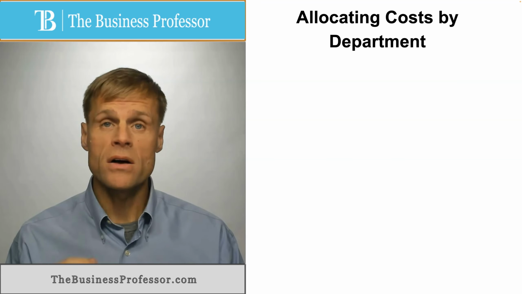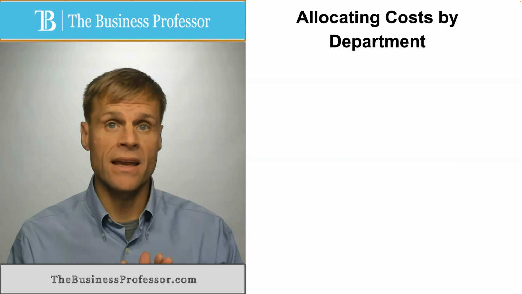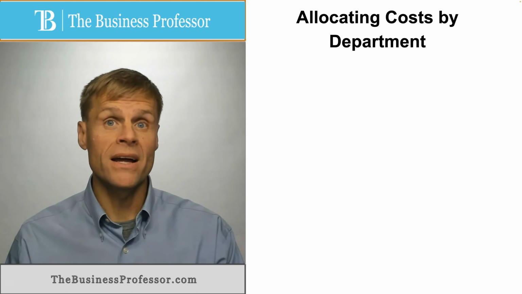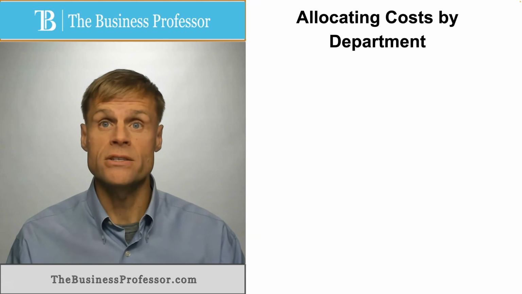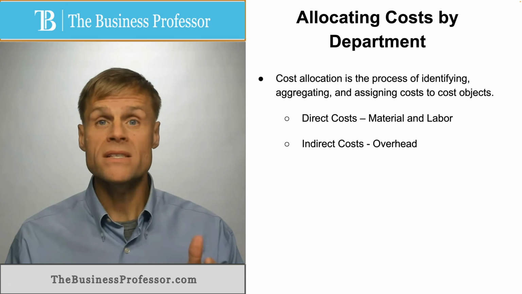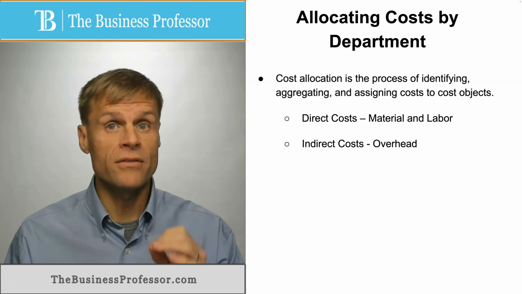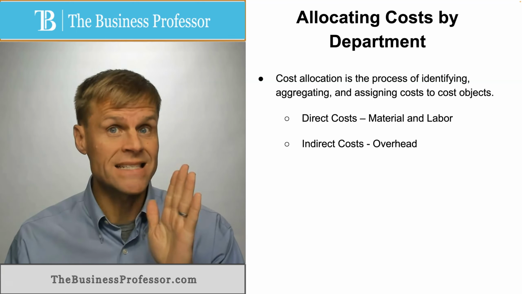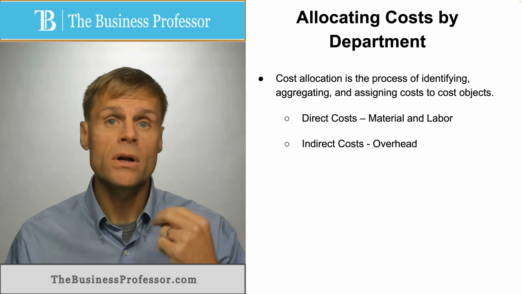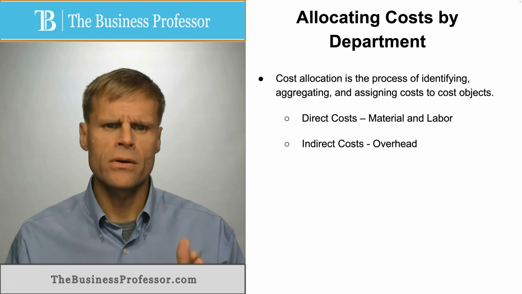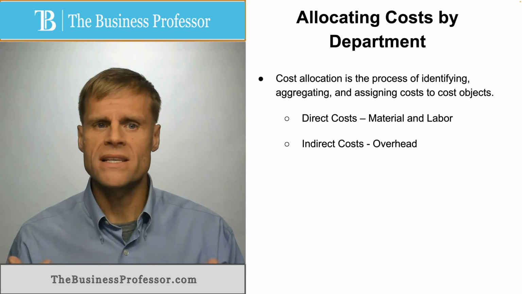What is cost allocation and how do you allocate costs by department within an organization? Well, to start with, cost allocation is simply the process of identifying, aggregating, and assigning costs to cost objects. Okay, so what are the costs that are being assigned?